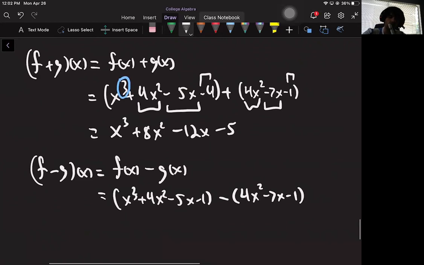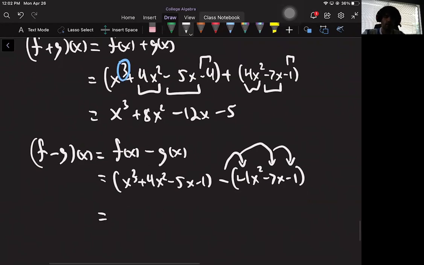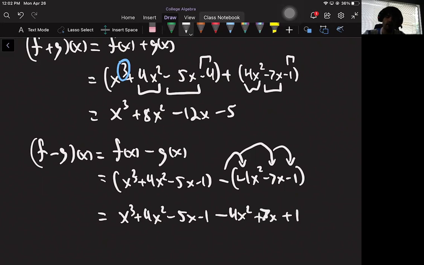So just real quick, notice if I don't have this parentheses here, so this is wrong, do not do this, then it's completely different than if I do have the parentheses there, because now the negative not only goes to the 4, it also goes to the -7 and the -1, which changes things completely. Okay, so now we can continue. So we're just going to distribute that negative through. And that will become a -4x squared, positive 7x, and a positive 1.